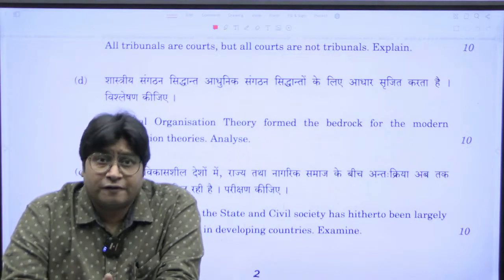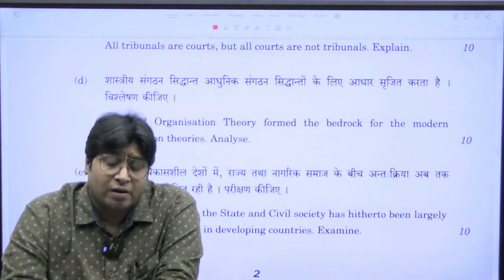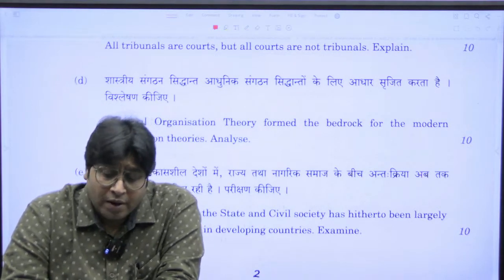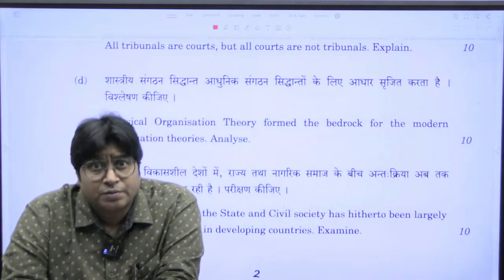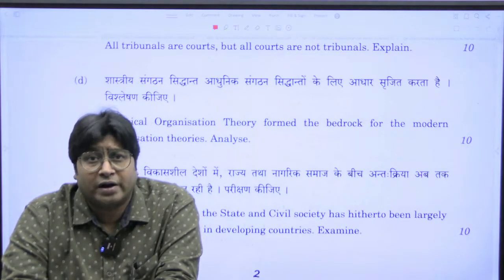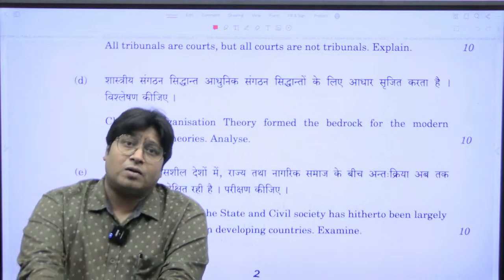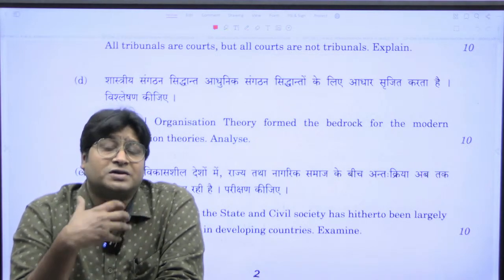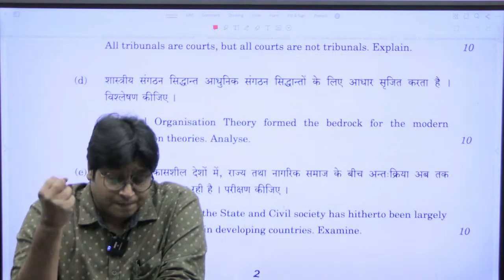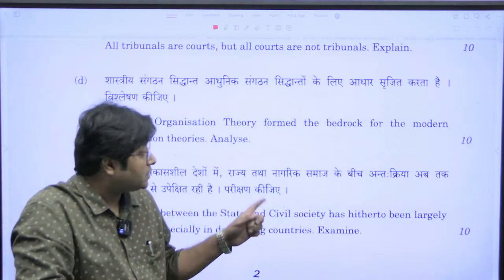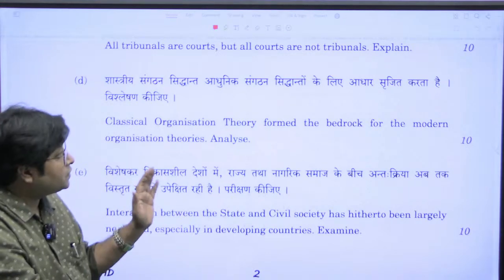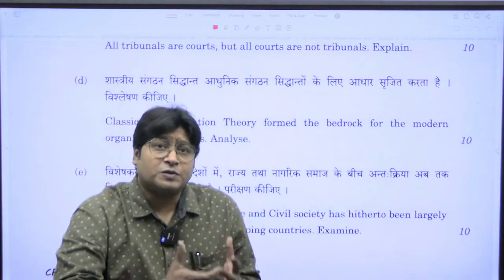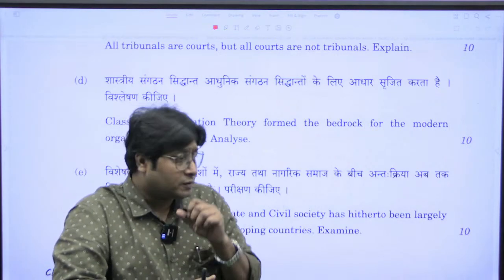So in some form or the other, this theme of classical organization is asked. Most of the time you will find Weber's bureaucracy and the post-bureaucratic developments also asked with respect to the classical model of organization. So classical organization is again a very important theme which has to be focused on, but how and in what aspect it has to be studied, that is important.